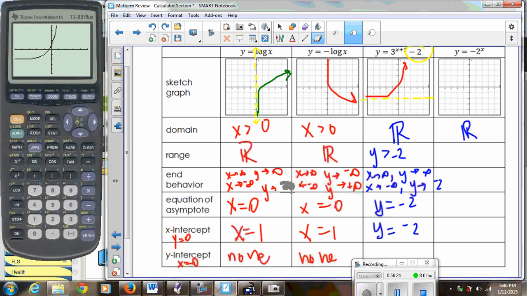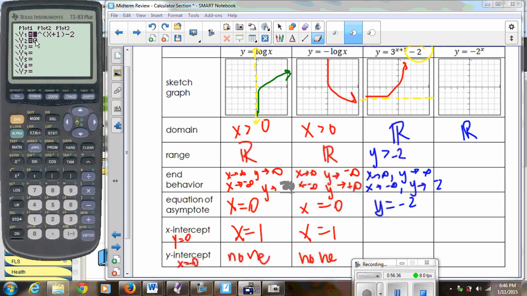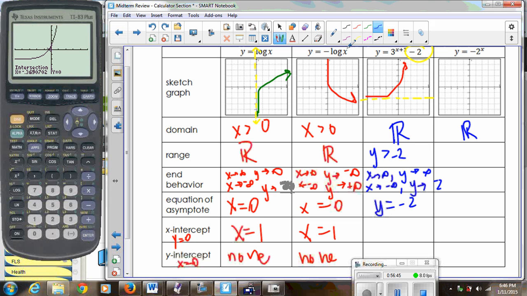And so the x-intercept is right here. Again, if I just find the intersection with the y-axis, I've already put the 0 in there. If I hit second trace, intersect, enter, enter, enter, I get that the x-intercept is -0.369. And then to find my y-intercept, again, I'm just going to let x equal 0.